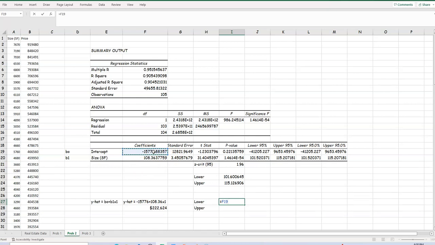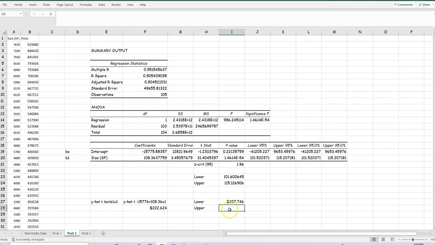I already have the lower bound here as $101. So the lower bound is going to be the intercept plus, sorry, I have an extra negative sign in here, 101.60 times 2,200. So that should be a positive number. So 207, sorry about that. Didn't need to put that second negative sign in there.